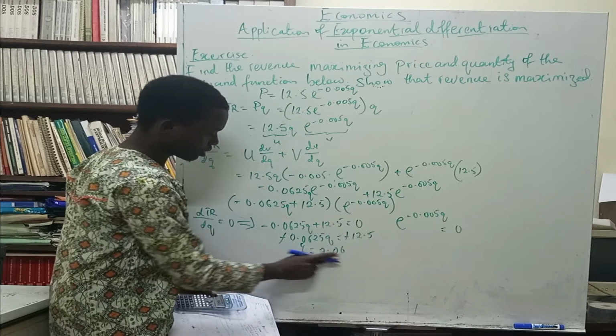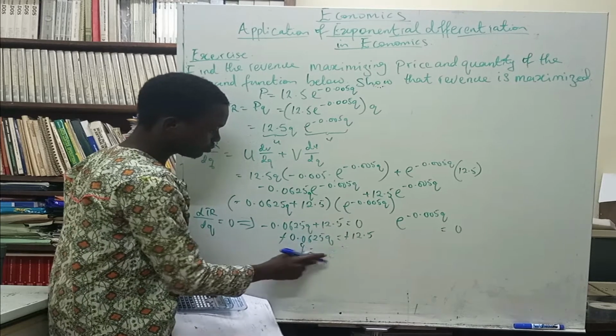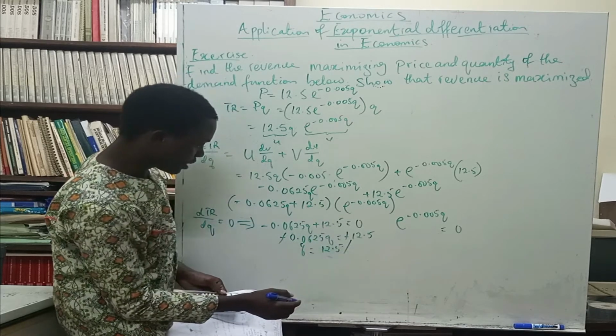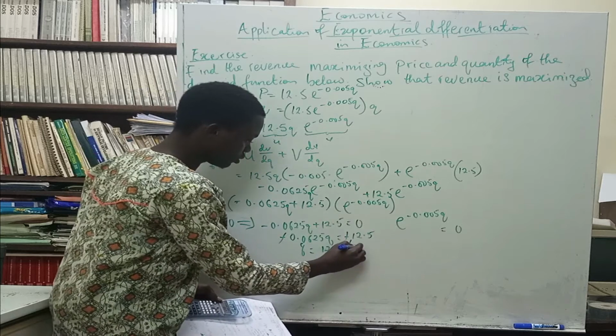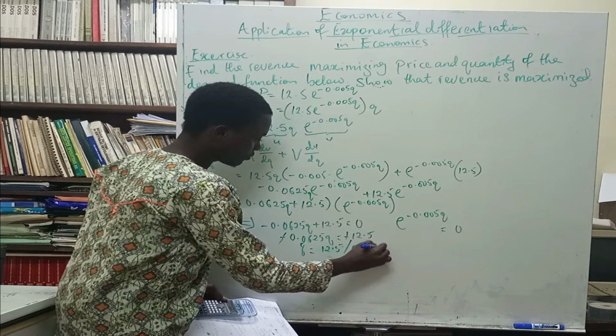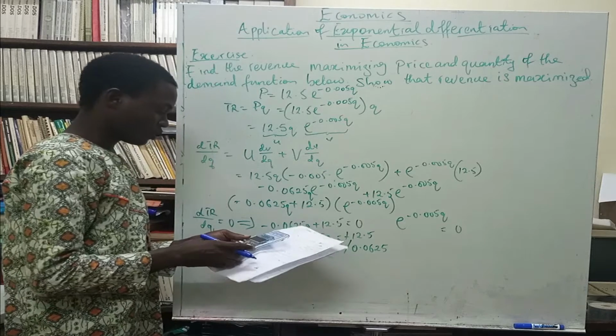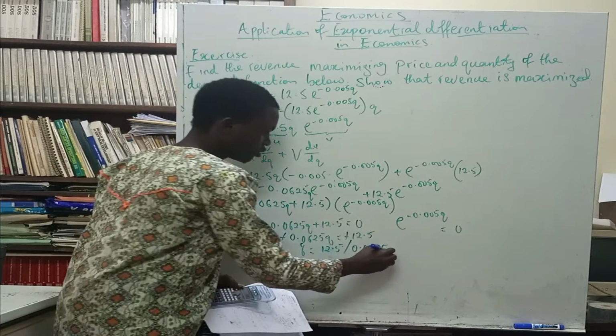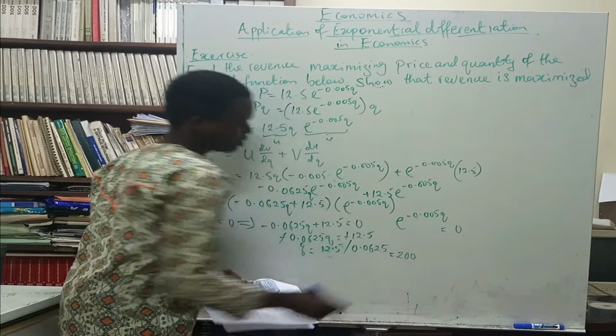Q equals 12.5 divided by 0.0625. So let's just do that. So 12.5, I hope you are using a calculator to do this. So Q is equal to 200. Okay, so Q is 200.